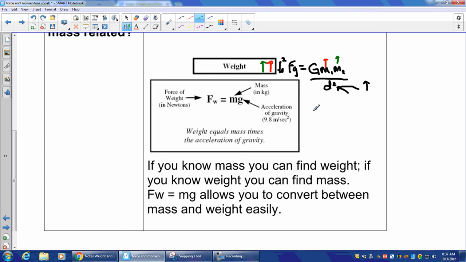Okay? But just know that this is the opposite here. If I decrease my distance, I'm going to increase my force gravitational by a square. It's an inverse square law. Okay? So here's how it works. Force weight, or force gravitational, is mass times the acceleration due to gravity, which is 9.8 meters per second squared. I like to use in this class, and I'll let you know when, 10 meters per second squared.